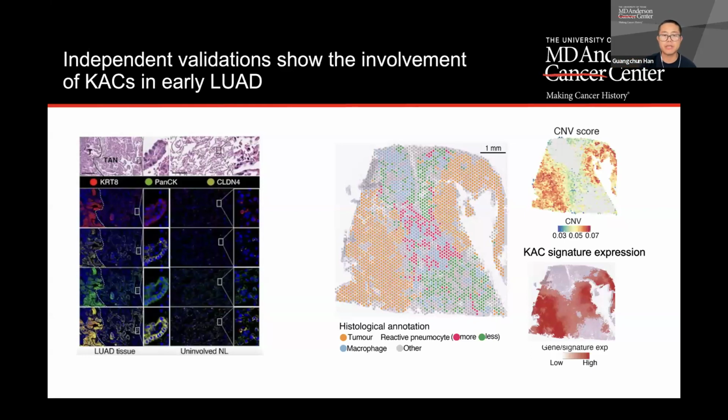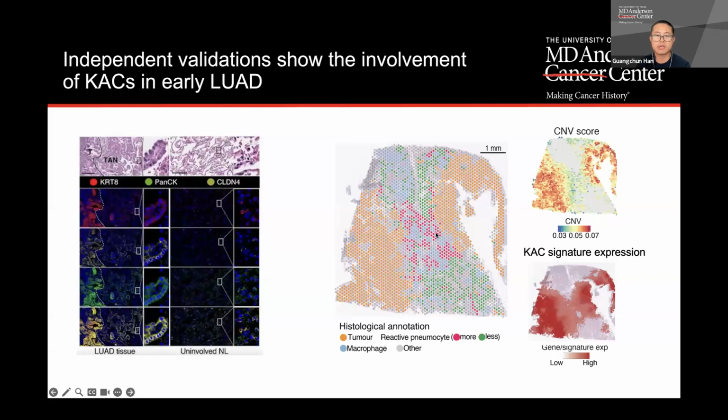We also performed 10x spatial profiling using the same patient. This is also patient 14. And we are able to histologically annotate the major cell populations. On this slide showing the spatial profiling of patient 14, we are able to identify two tumor areas, which are color labeled by brown colors. And then in the middle part, we have the reactive pneumocytes.